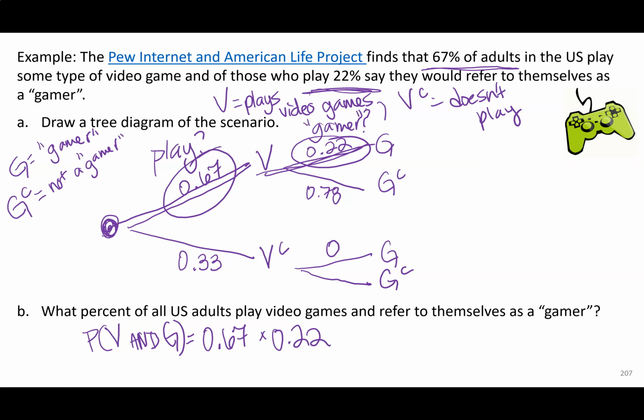Plug that into a calculator unless you're good enough to do it in your head. I personally am not. 0.1474. So that's saying, according to this Pew Research poll, roughly 14.74% of all U.S. adults play video games and call themselves a gamer.